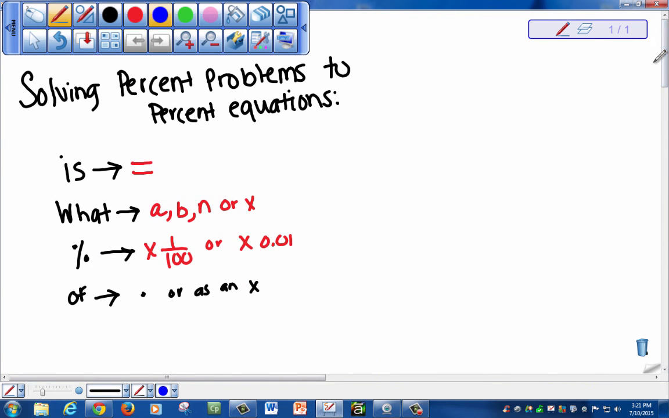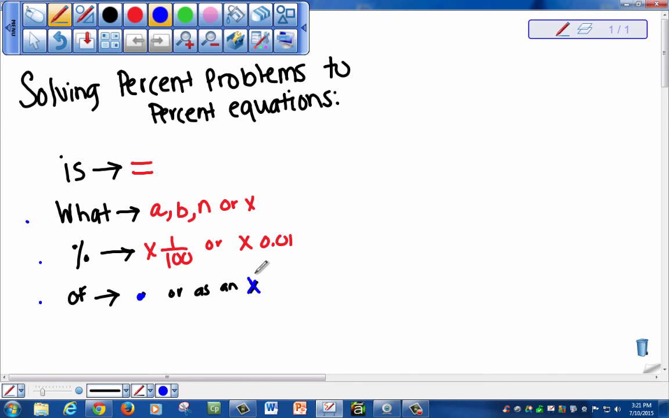Now once again, let's remember that whenever we see the word "is," it means equal. Whenever we see "what," it means any letter such as A, B, N, or X. When we see the percentage, it means times 1/100 or times 0.01. And whenever we see "of," it means multiplication, either as a dot or as an X.